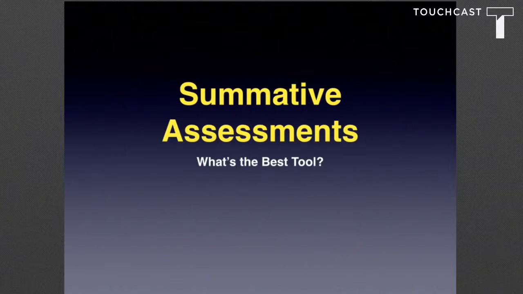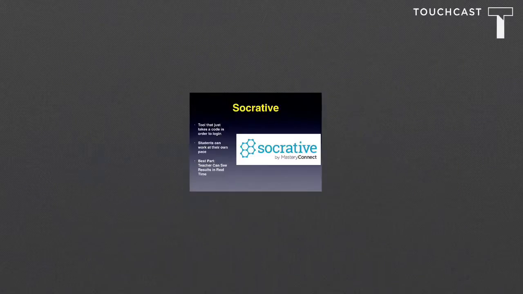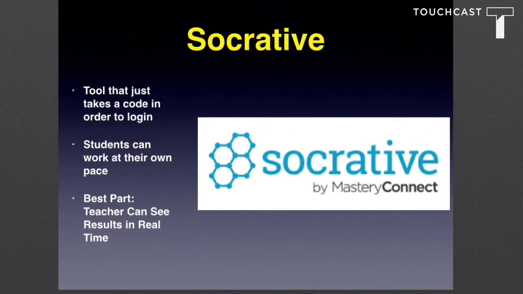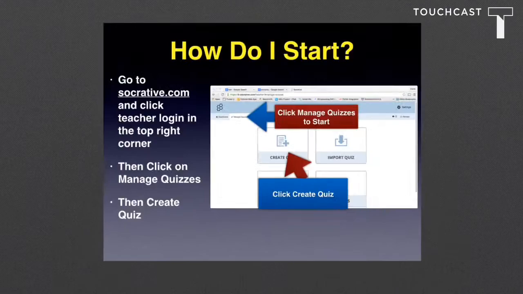So the first assessment tool to talk about is the summative assessment. And what's the best tool to do a formal summative assessment test? To me, that tool is Socrative. Socrative is a tool that takes a code in order to log in. Students work at their own pace, but the best part of Socrative is that the teacher can see results in real time. So if little Johnny's struggling in the back corner, you can go and intervene right there.